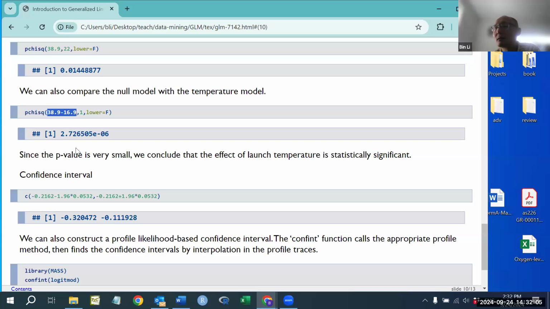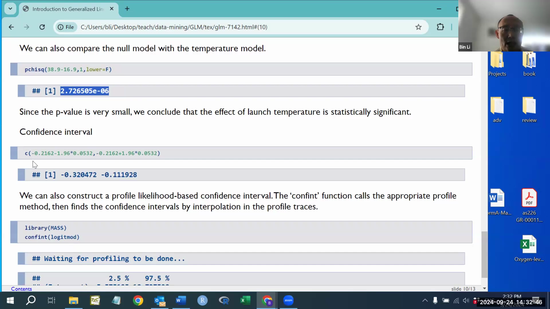That's the likelihood ratio test statistic. Degree of freedom is 1, and you can see the p-value is highly significant. So that means there is a significant temperature effect. Okay, so between the null model and our temperature model, there's a significant difference. And that means that there's a significant temperature effect on the probability of having damage on the O-rings. Okay, and we can do similar for the confidence intervals.